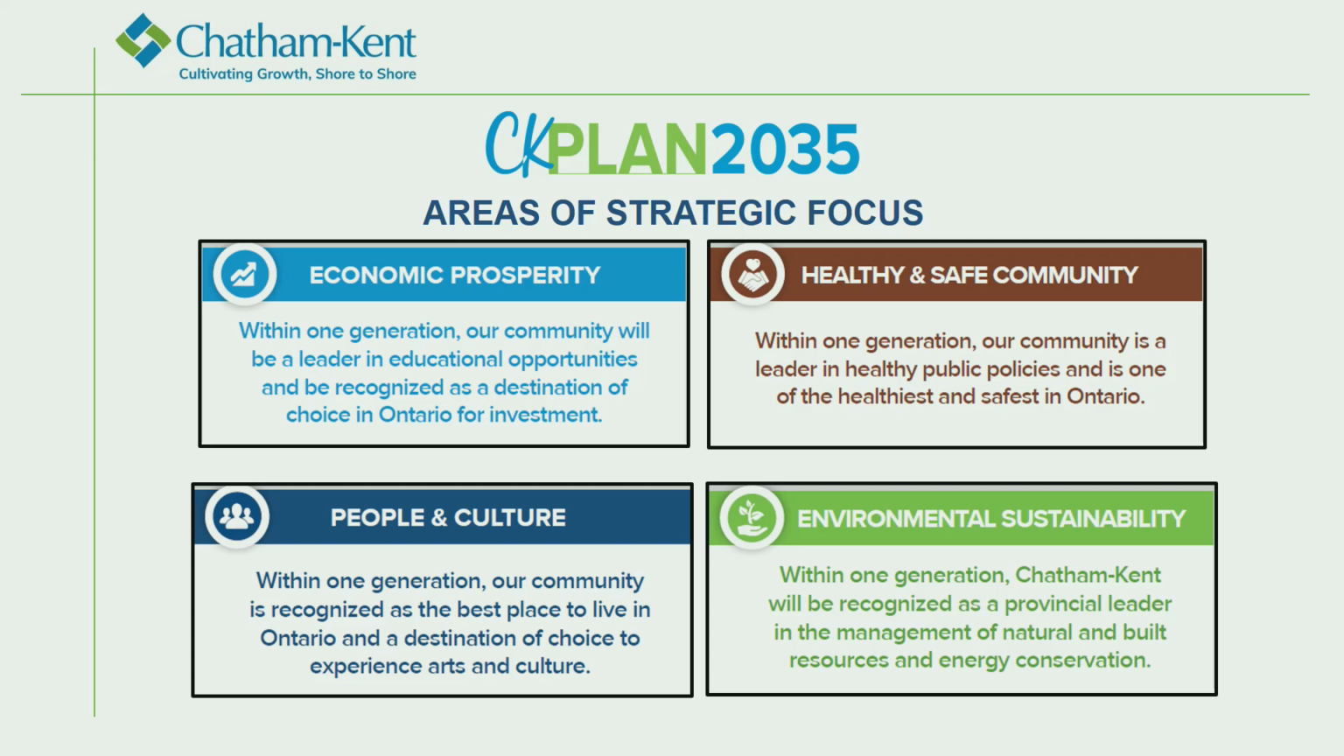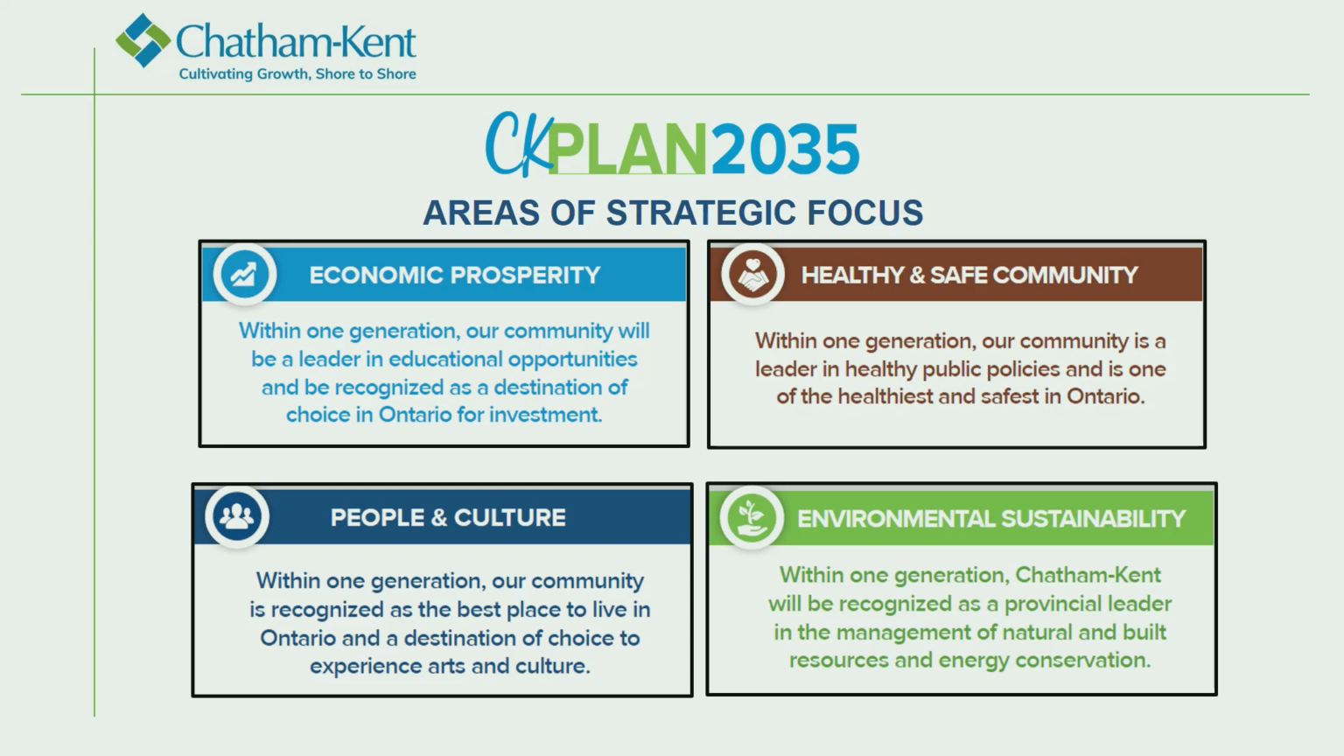Council has set in place a strategic plan. So the effort by administration is to make sure that any budget presented to Council is a direct reflection of Council's strategic focus and the term priorities for Council. So you can see that the plan is made up of 4 areas, and for the benefit of those at home, we have economic prosperity, health and safe communities, people and culture, and environmental sustainability. Those are the 4 areas of strategic focus.